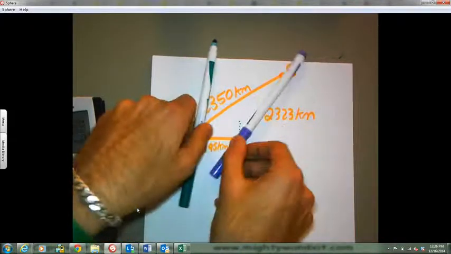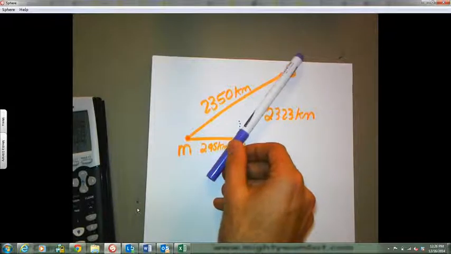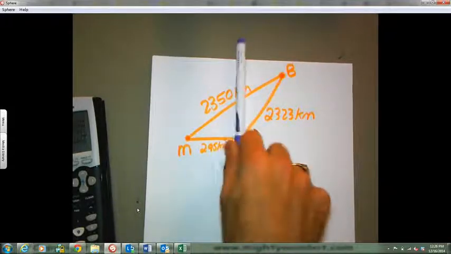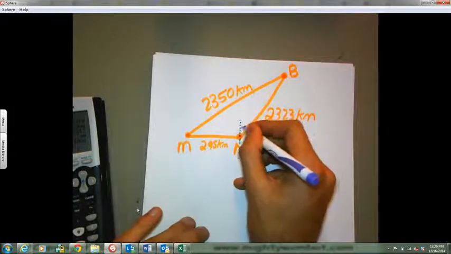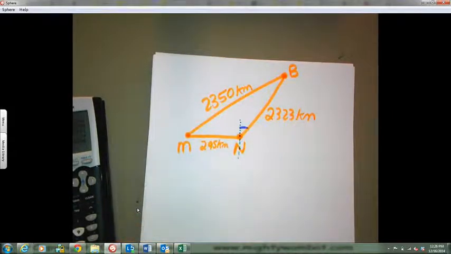I'm going to go a little bit east. Rather than just going straight north, I'm going to go a little bit east. My goal is to find this right here. This is what we call the bearing. The bearing is how many degrees east or west of north do I fly? Or how many degrees east or west of south do I go?